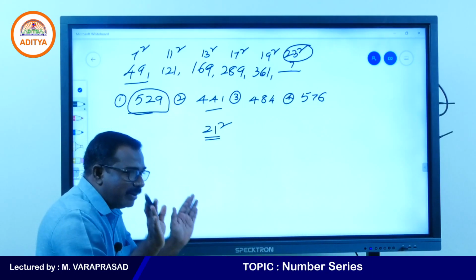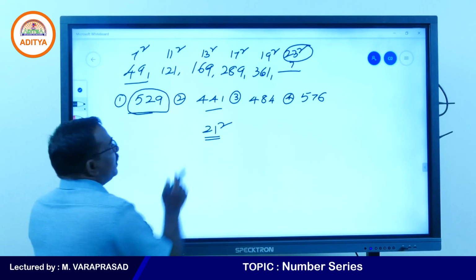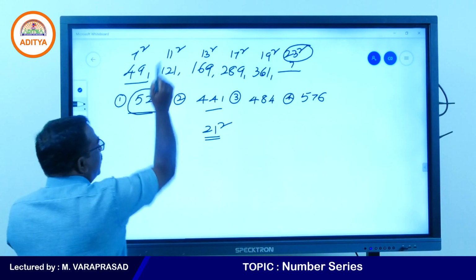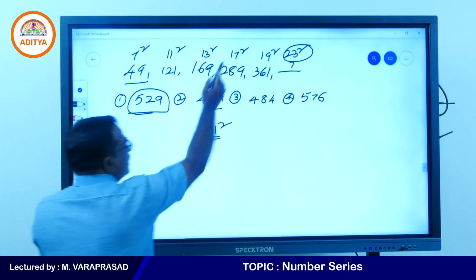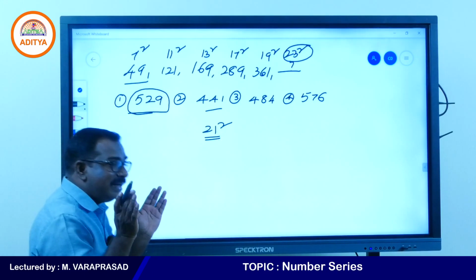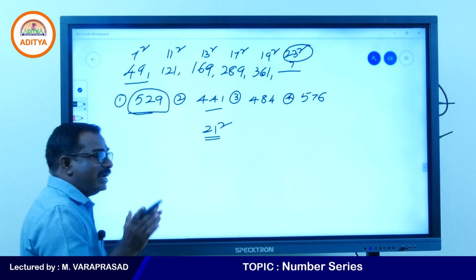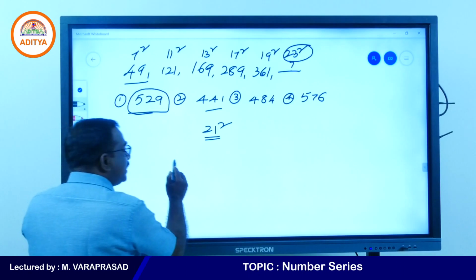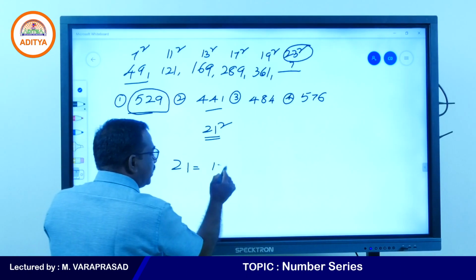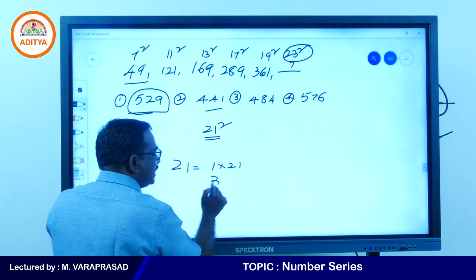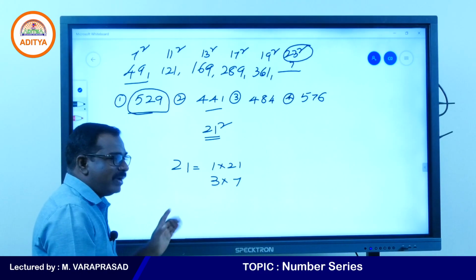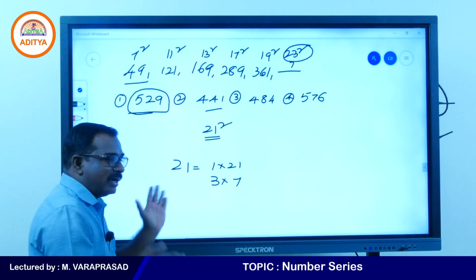21 is not a prime number, gentlemen and gentle ladies. We are discussing only prime numbers. 7 is a prime number, 11 is a prime number, 13 is a prime number, 17 is a prime number, 19 is also a prime number, but 21 is not a prime number, it is a composite number. Why is it composite? 1 times 21 is 21, 3 times 7 is 21. This 21 has more than 2 factors, so it is not a prime number.